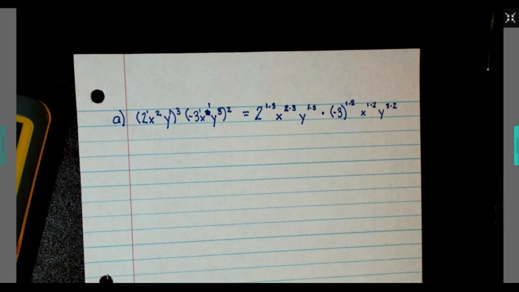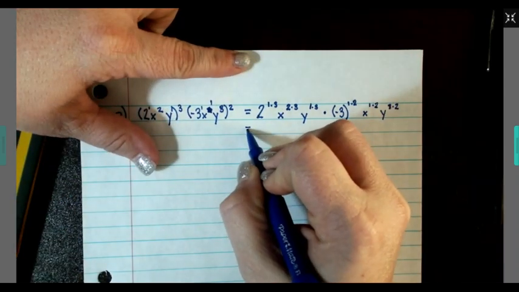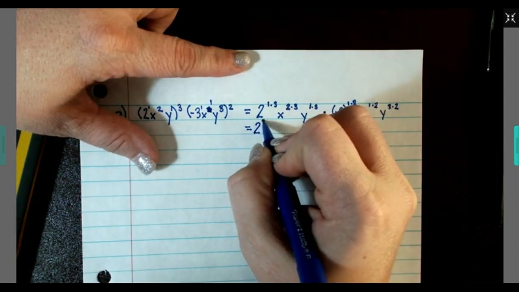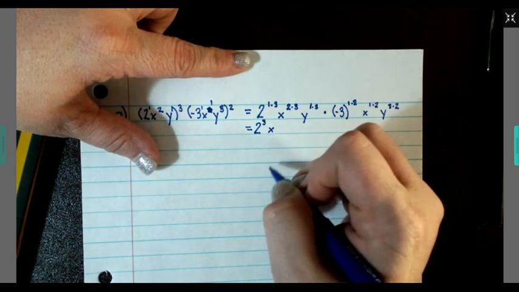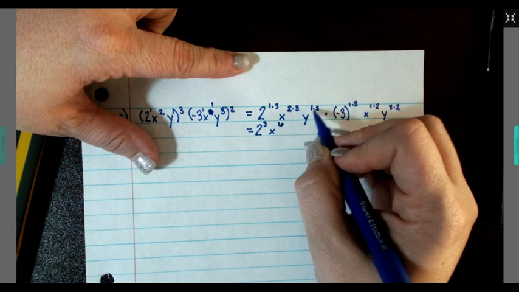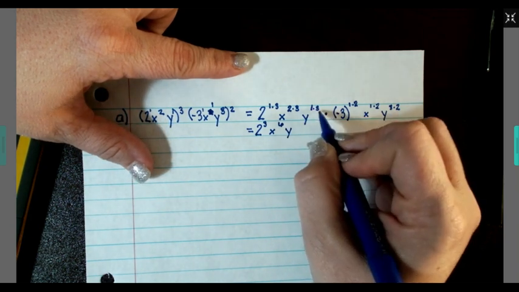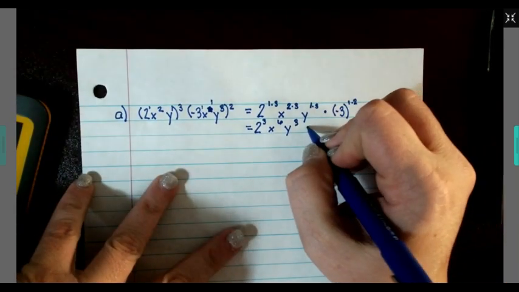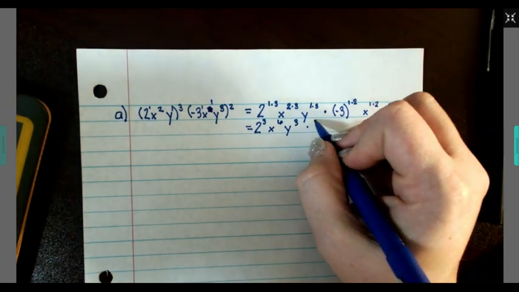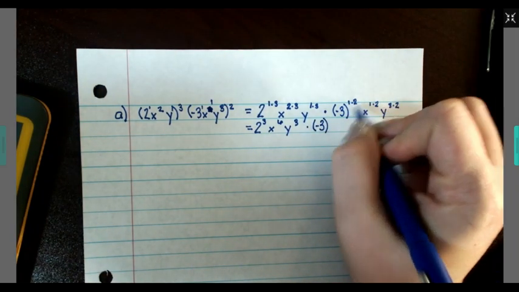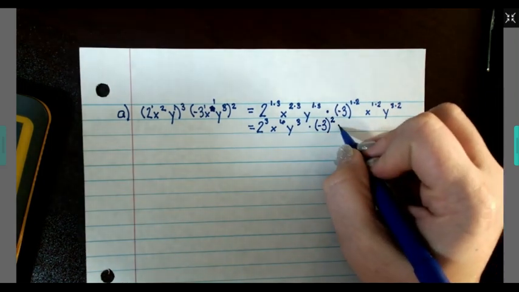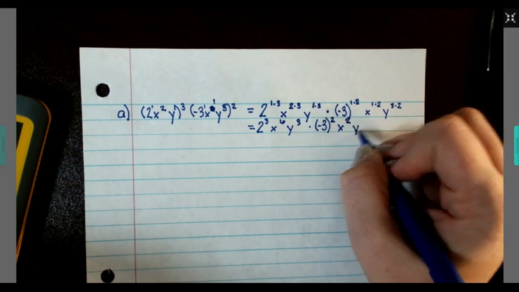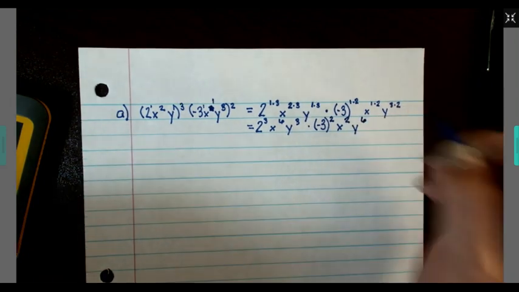We want to simplify our exponents. What is 1 times 3? 3. 2 times 3? 6. Y, 1 times 3? 3. Here we have negative 3 raised to the 1 times 2, which is 2. X to the 1 times 2 is 2. And y to the 3 times 2, which is 6.